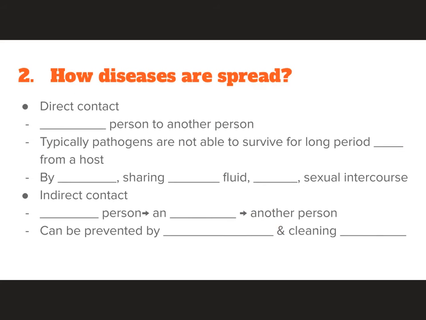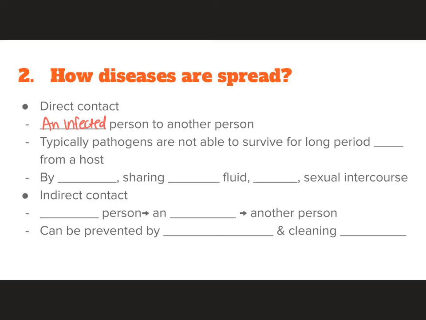So how do diseases spread? We have three main ways. The first one is direct contact. Obviously, if an infected person directly touches you and shares something with you, you're going to get the disease.